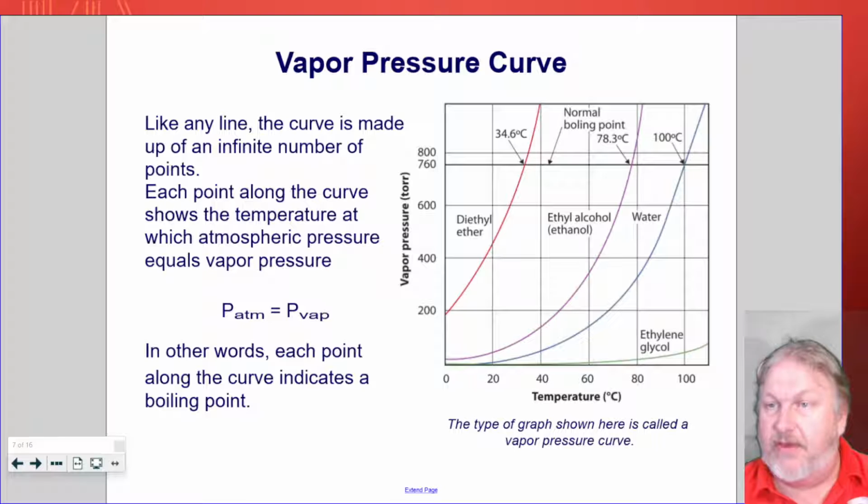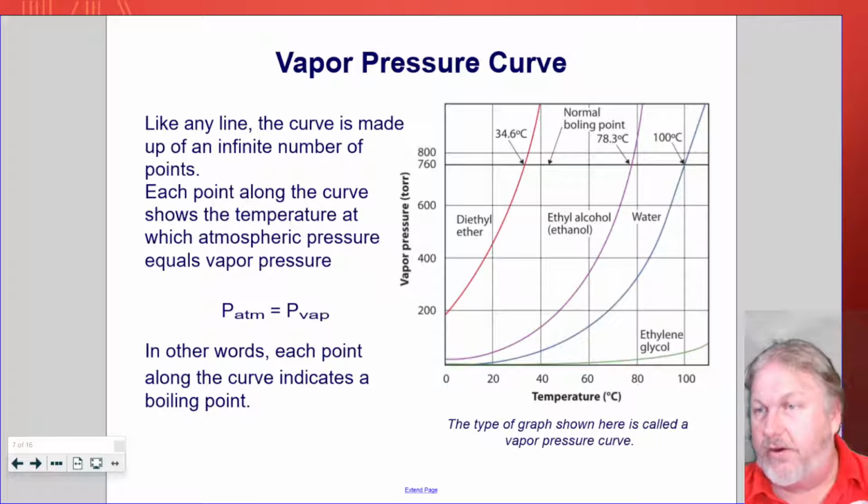So anything above this is going to boil. It's higher than the atmospheric pressure. So I've got ether, ethyl alcohol, water, and ethylene glycol, antifreeze, right? So any point above that curve indicates what the boiling point is.